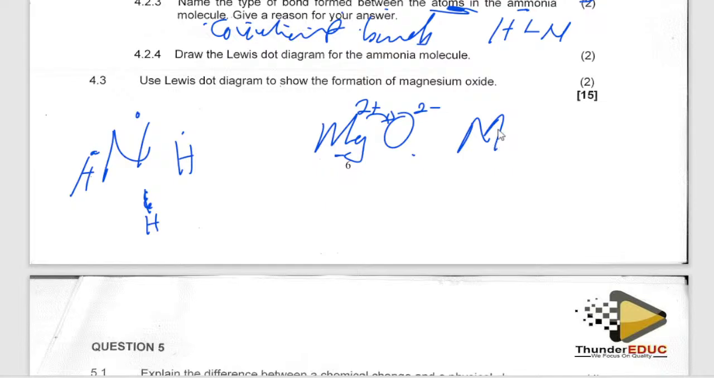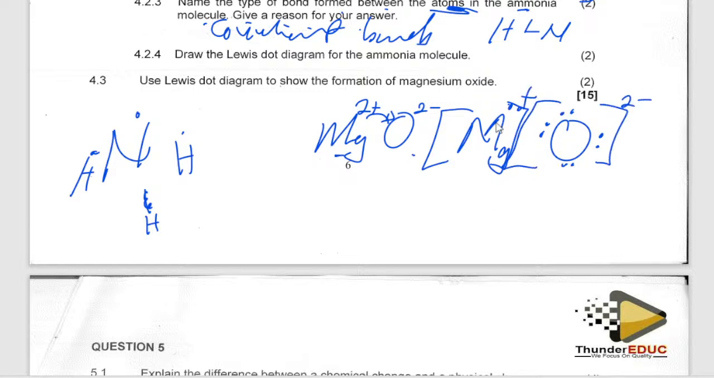So magnesium has 2 valence electrons, and this one has 1, 2, 3, 4, 5, 6. So these 2 are going to come and join here. When they join here, it's going to have that and that. But now this one is going to become positively charged, and this one is going to become negatively charged. This is a positive 2, meaning that these 2 electrons have gone. So basically the structure looks like that.